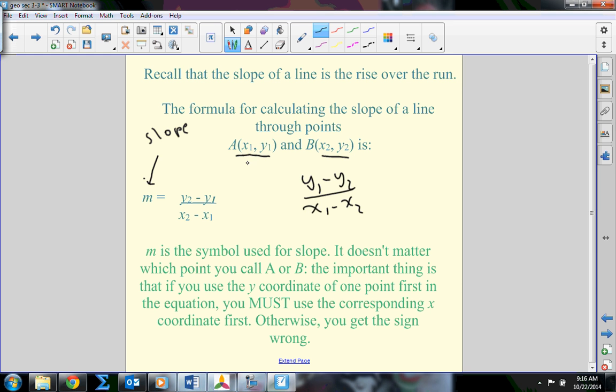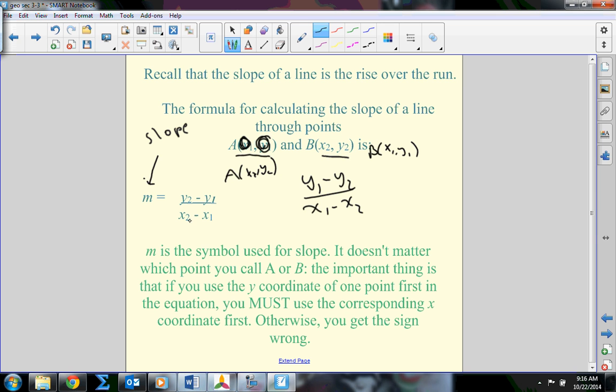And if you want to say that point A has coordinates x2, y2, and that point B has coordinates x1, y1, then that's fine too. The important thing is if you're going to subtract with this number first, then you have to subtract with this number first. Otherwise, you're going to get the sign wrong. And that's what I'm explaining down here. M is a symbol used for slope. It doesn't matter which point you call A or B. The important thing is that if you use the y coordinate of one point first in the equation, you must use the corresponding x coordinate first. Otherwise, you get the sign wrong.